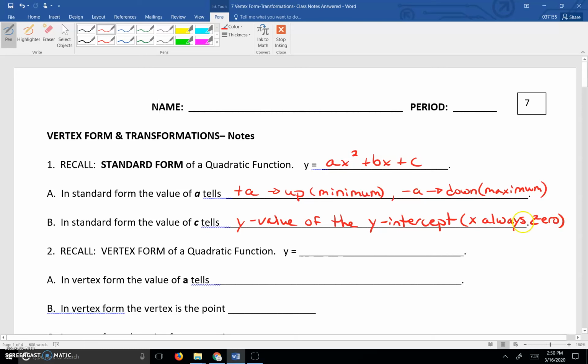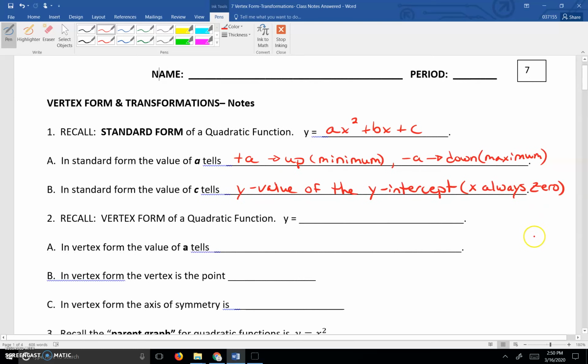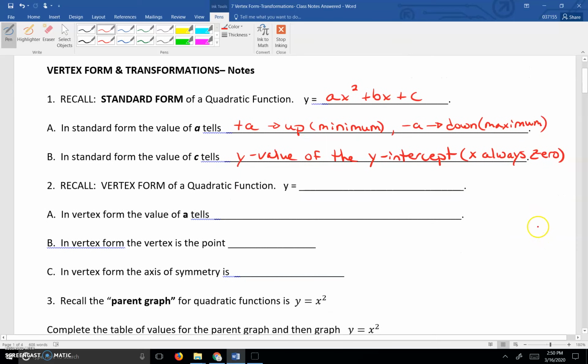Now, we've also looked at vertex form before. We haven't done a whole lot with it, and that's what we're going to start looking at today. Vertex form was a times x minus h squared plus k. Remember my standard form, I have my ax squared plus bx plus c, so I have that x squared term. In vertex form, I have parentheses being squared for the most part.